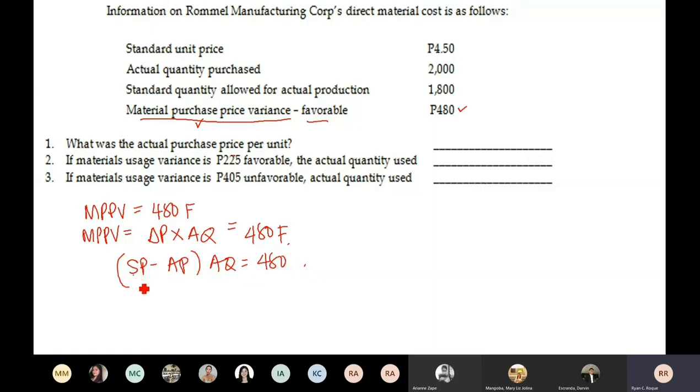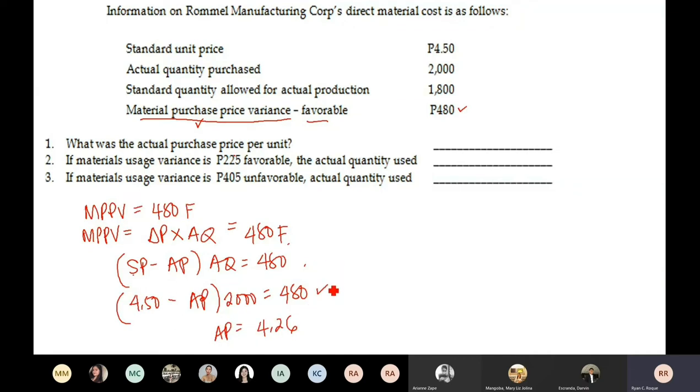So, ang SP natin, standard price ay 4.15 minus the actual price na nawawala na tinatanong sa exam. Actual quantity, purchased po ito. So, that would be 2,000 is equal to 480. So, kapag if you do your math, ang lalabas po dito ay yung actual price is 4.26. May isang clue pa dito.